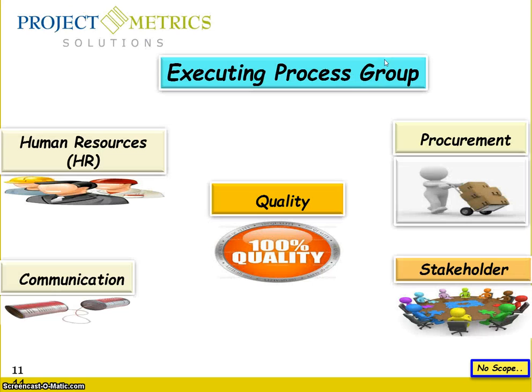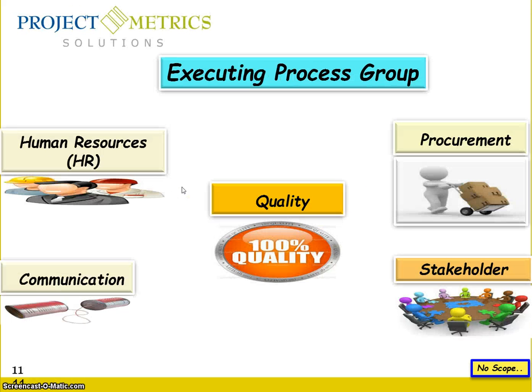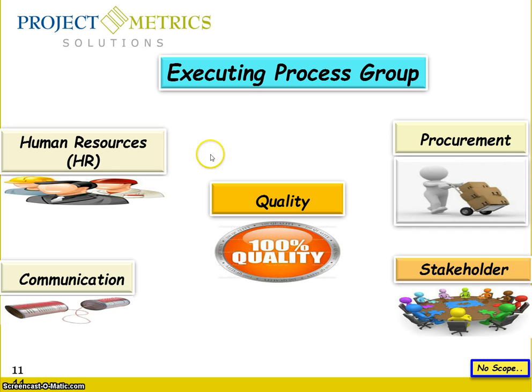As you see here, it covers 5 management areas: human resource, communication, quality, procurement, and stakeholders. You are not going to find execution in the scope, schedule, cost, and risk management. So the executing process group covers everything in the knowledge areas except scope, schedule, cost, and risk. Why is that? Because scope, schedule, cost, and risk deal with numbers, but the others, like procurement and stakeholders, are administrative work.